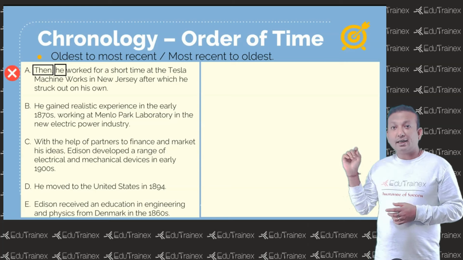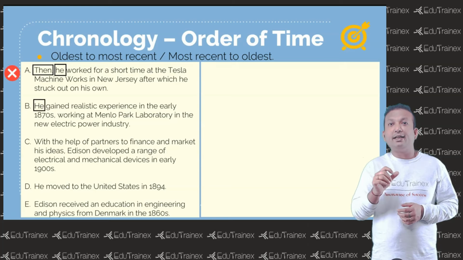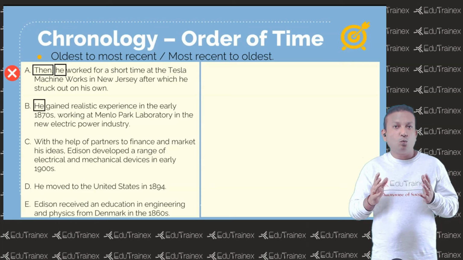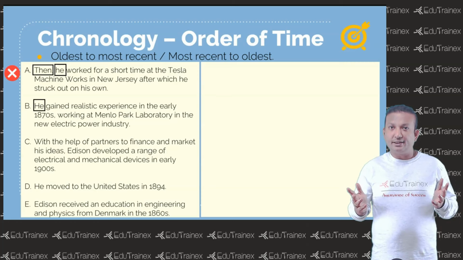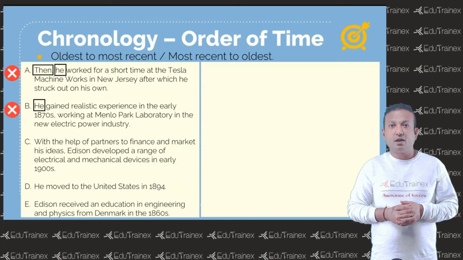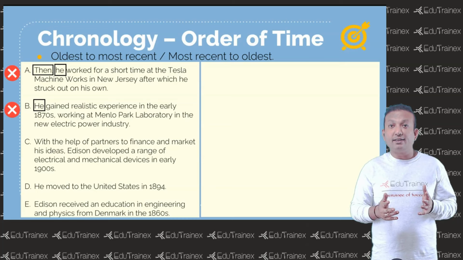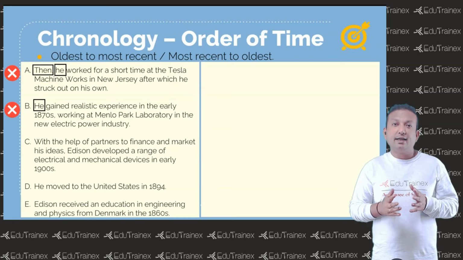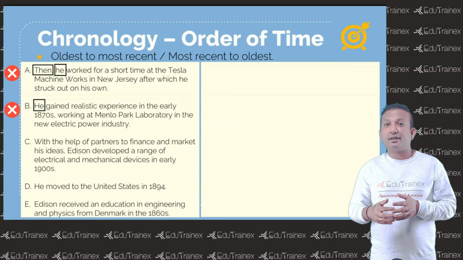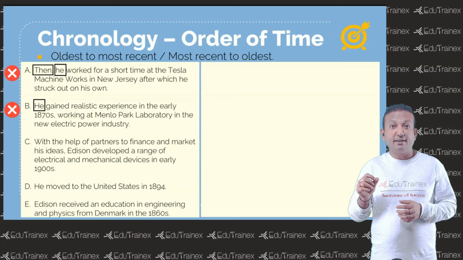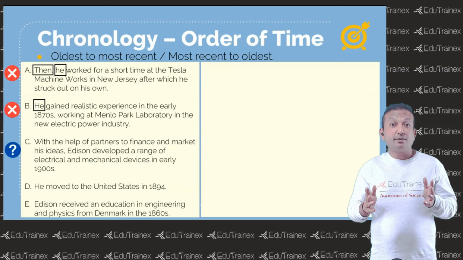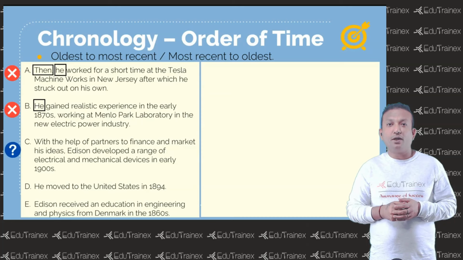Option B again starts with a pronoun, he gained realistic experience. What is he referring to? We don't know that yet. So this can't be our independent sentence. How about option C? It says with the help of partners to finance and market his ideas, Edison developed a range of electrical and so on in the early 1900s. It definitely sounds independent. So what do we do now?